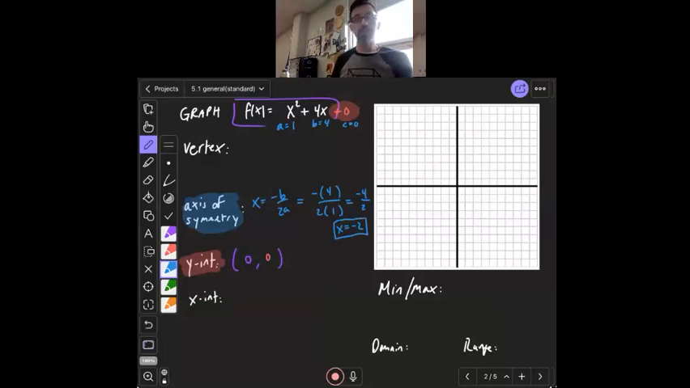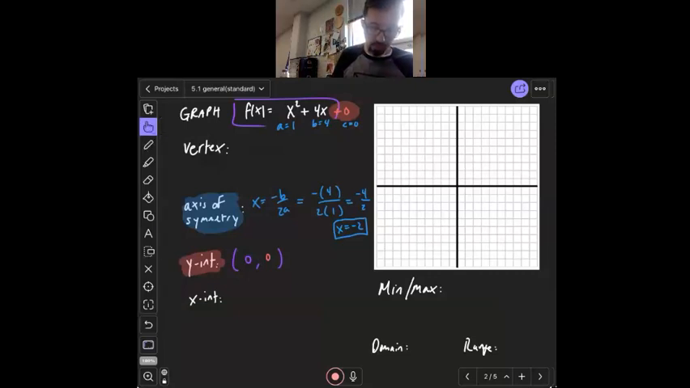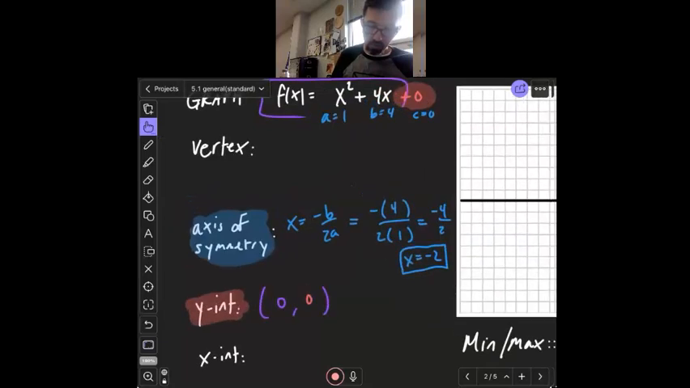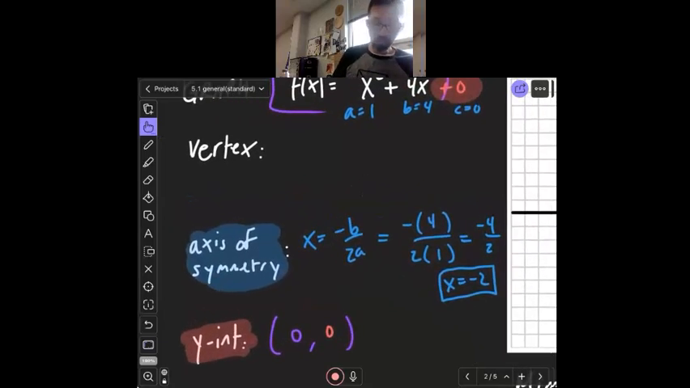So there's our axis of symmetry. So we know where it crosses the y-axis. We know where the middle of the graph is now. Okay. Remember that somewhere on that axis of symmetry is our vertex. Okay. So we know the x value of the vertex.